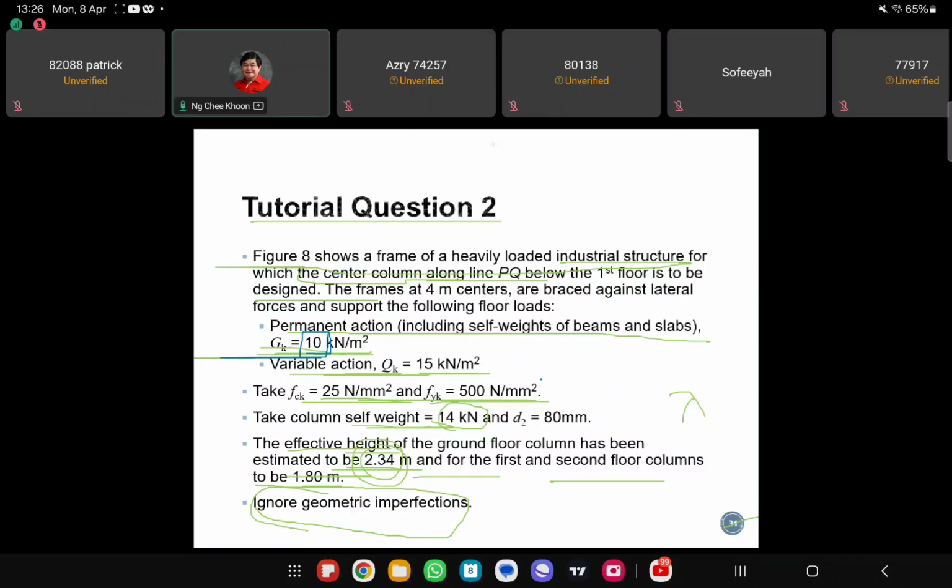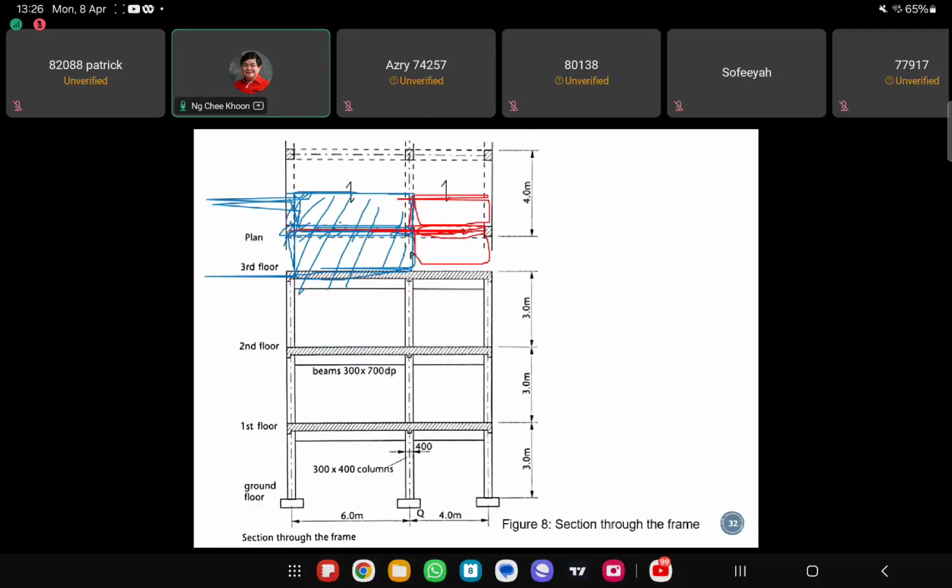Okay, so the total GK that is going to be transferred to this beam here is 10 times this area, right? Correct? That will give you the total load. Okay, so this area is 6 times 4 meter, right? So this is 6 meter, this is 4 meter, right? Okay, so I multiply by the GK. So this is the area load, multiply by the area, you get the total load, right?